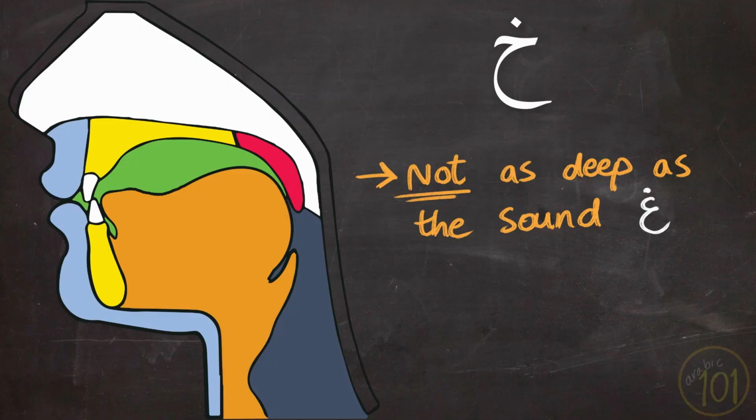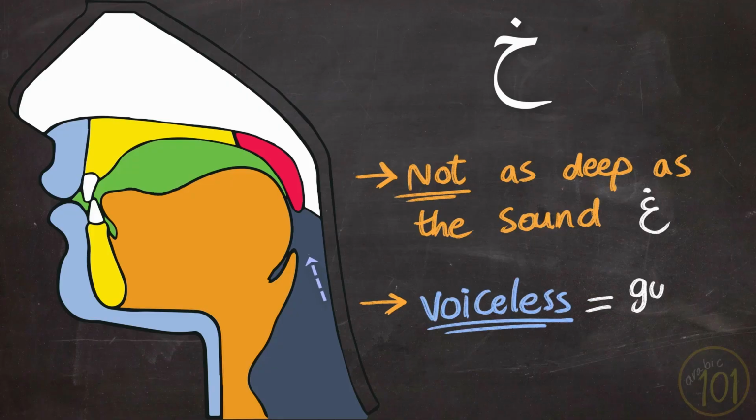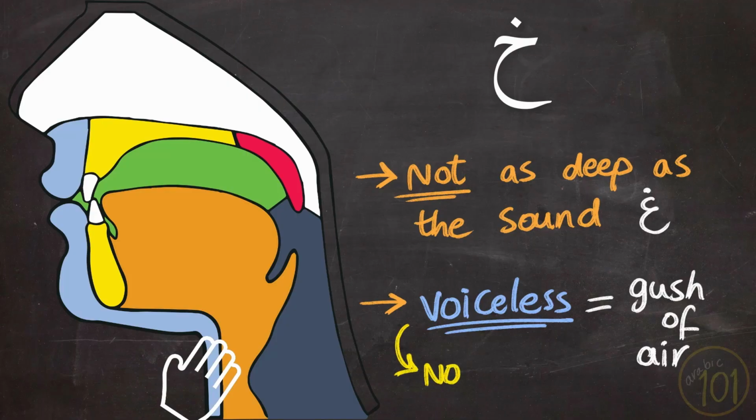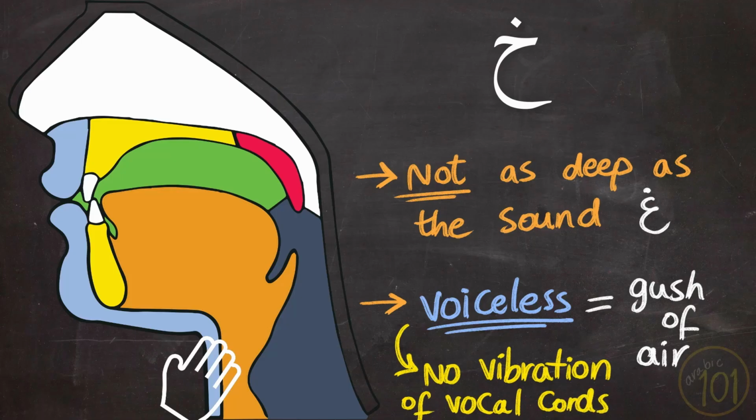The second difference is that the kha sound is a voiceless sound, which means that it is produced by pushing a gush of air through the opening created between the root of the tongue and the soft palate. To understand what I mean, try touching your throat when pronouncing the kha sound. You should feel no vibration whatsoever, since you should not be using your vocal cords.